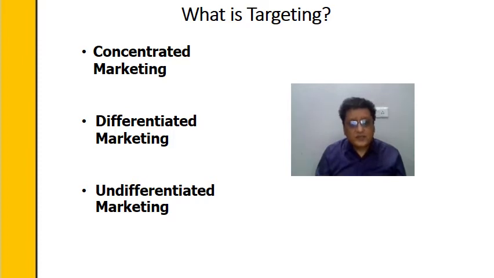The second option is differentiated marketing. In this, the marketer concentrates on more than one segment. In concentrated marketing, only one segment. In differentiated marketing, the seller serves more than one segment, so it will offer a differentiated marketing mix for each segment. Sometimes differentiated marketing is also called multi-segmented marketing. And the third option is undifferentiated marketing.